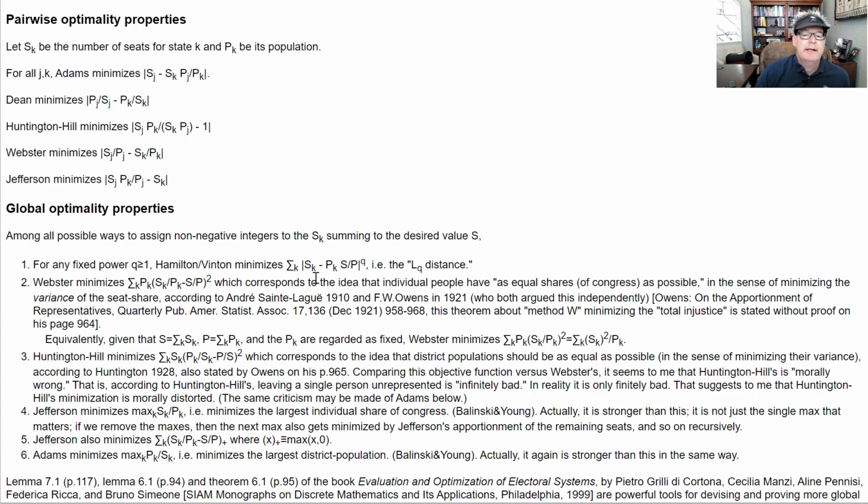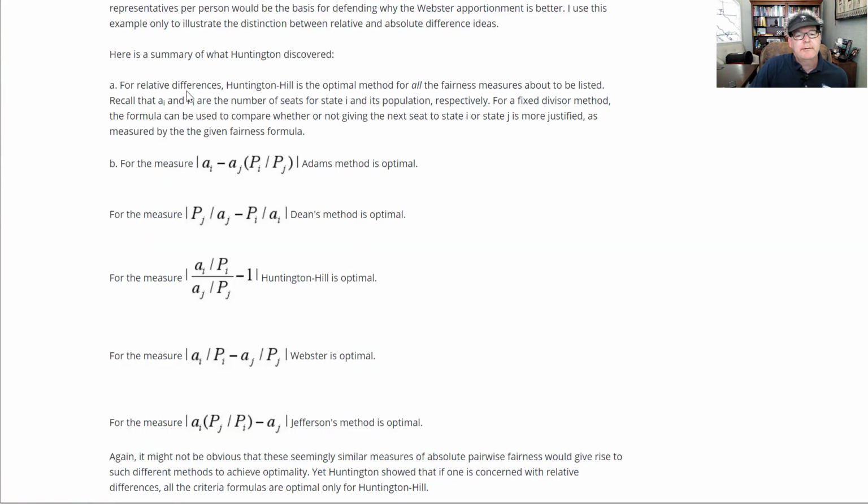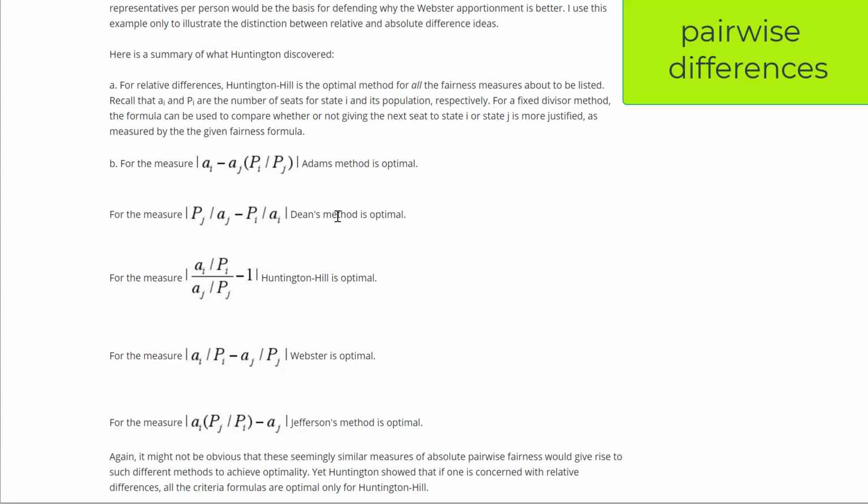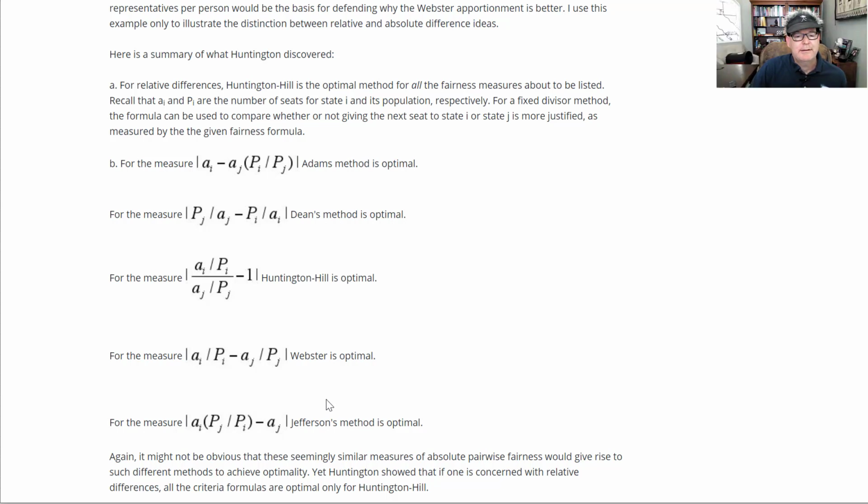For Hamilton, it matches the state's quota minus the standard quota, right? This quantity right here, the proportion of the state's population to the total population times the number of seats, that would be the standard quota. So the state's quota minus the standard quota in absolute value. Hamilton will minimize that, and it will minimize those other things. We'll show all that. Same thing here. These are mostly relatively speaking, and we'll get into globally in a bit.